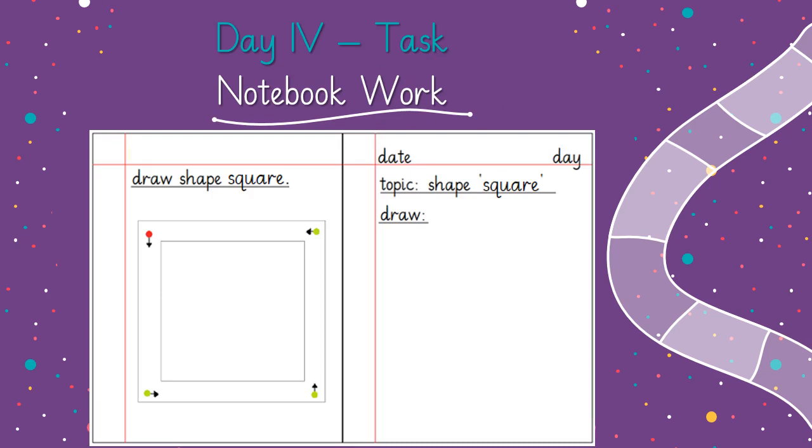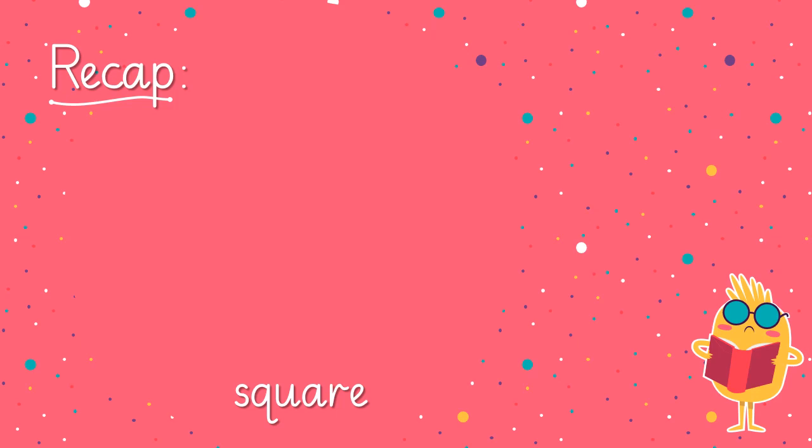This task should be done in your notebook. On the first page, you need to draw shape square in the hollow letter as many times as you can with different colors. Don't forget to follow the arrows. And on the second page, you need to draw squares as many times as you can. Best of luck, everyone.